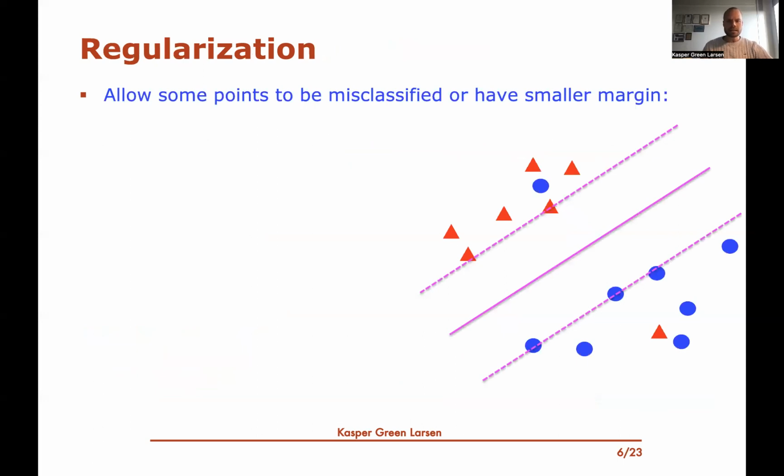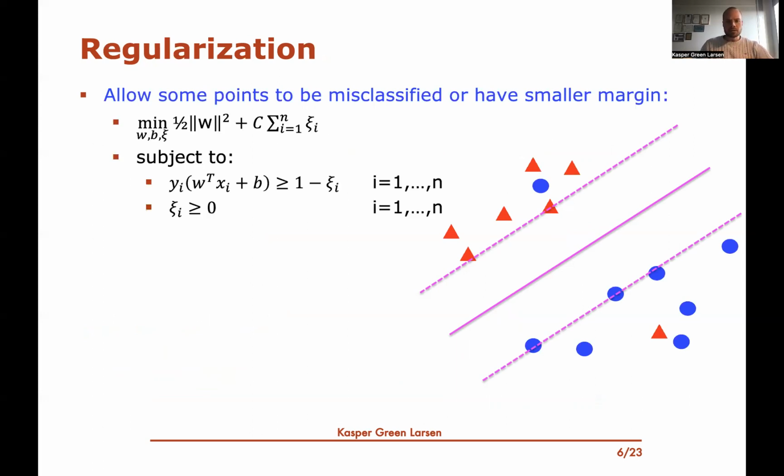The basic idea is to use regularization as a technique, and in some sense allow a few of the points to be misclassified or perhaps have a smaller margin. This leads to the following optimization problem. The original optimization problem in SVMs tells us that we want to minimize over w and b half the squared norm of w, subject to these constraints where all the functional margins should be at least 1. That was the original constraint.